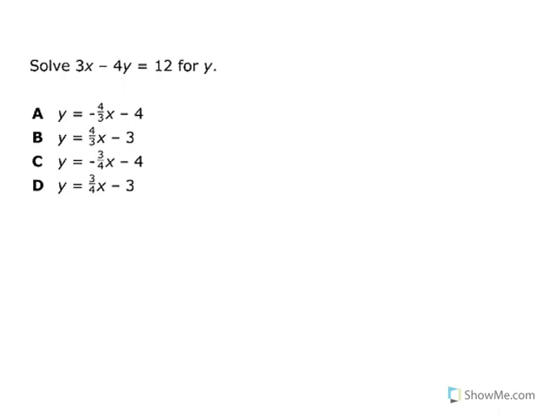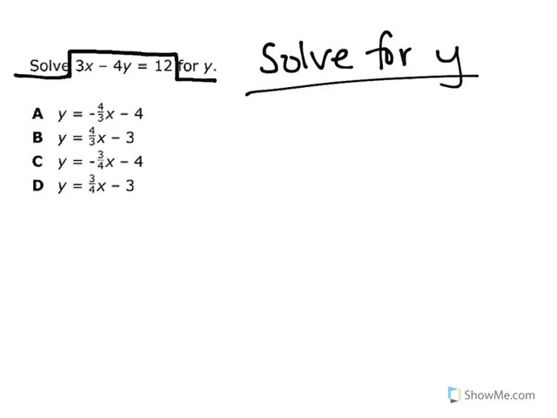Okay, next problem. I don't remember which number this is. I'm assuming it's number 6. So number 6. Now, I'm reading solve, then it says 3x minus 4y equals 12 for y. So what it's saying is solve for y. But the problem in this equation is 3x minus 4y equals 12. I know the wording is kind of confusing there, but I hope seeing that will help you explain what it's asking.